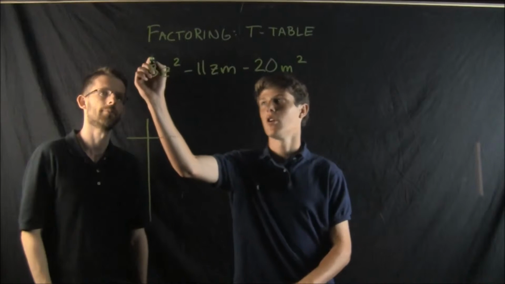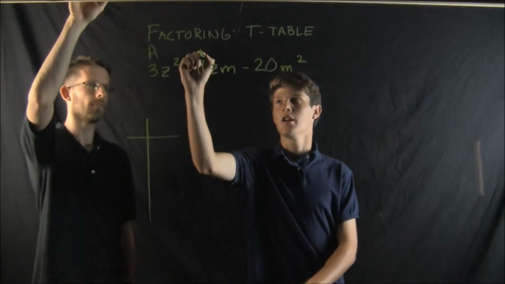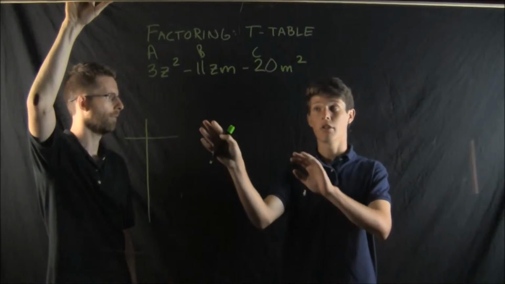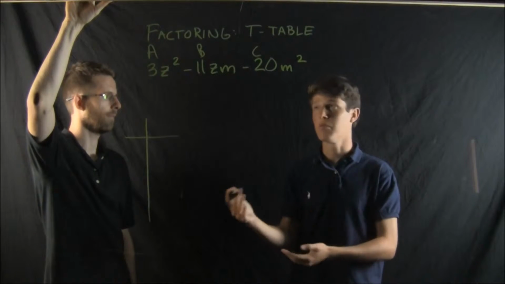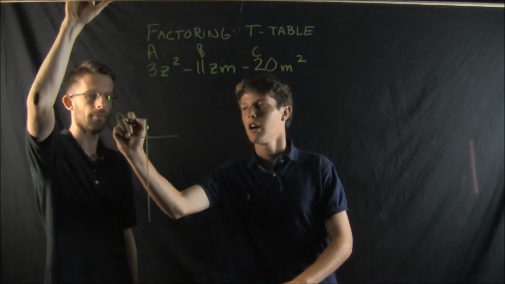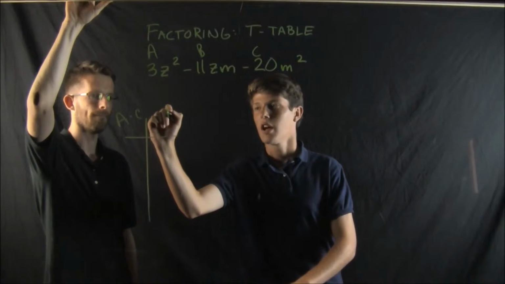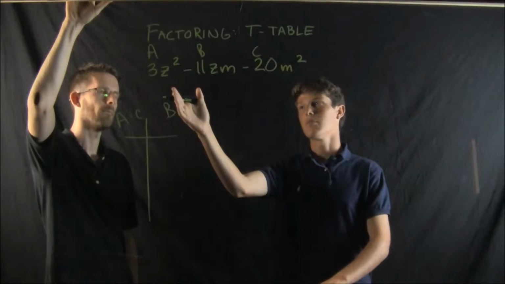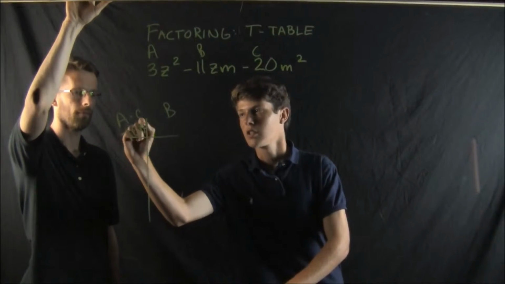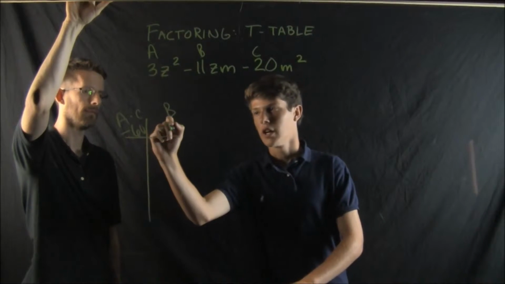I'm going to label my coefficients A, B, and C. And for now, we're just not going to worry about the variables. We're just going to do it the same way that we've been doing it, and you'll see that it's going to work out for us. So here we have the A times C and then B. So A times C is 3 times negative 20, which is negative 60. And then B is negative 11.